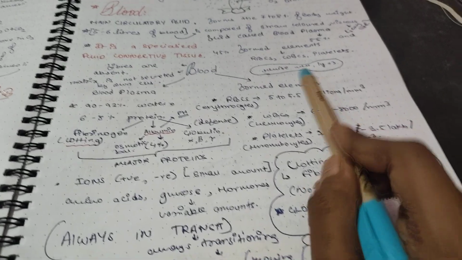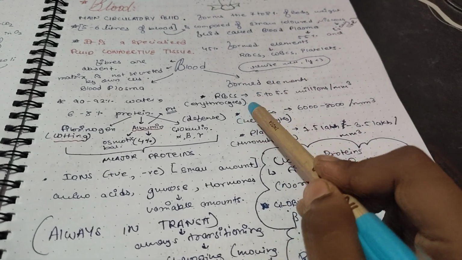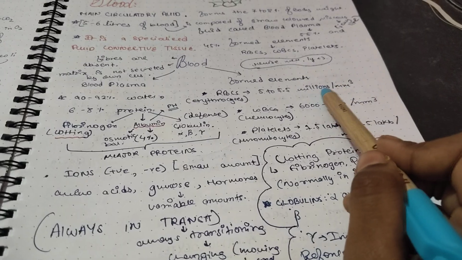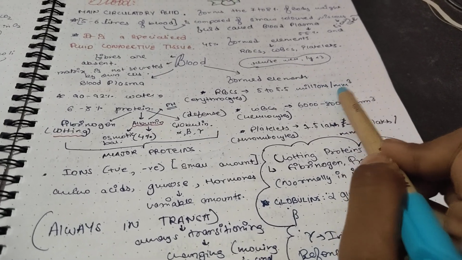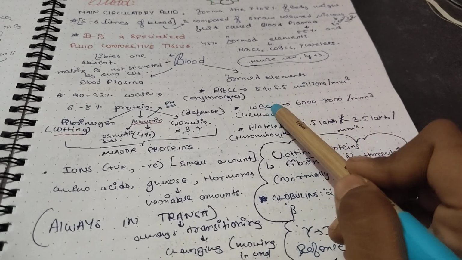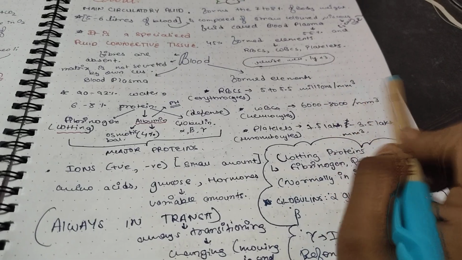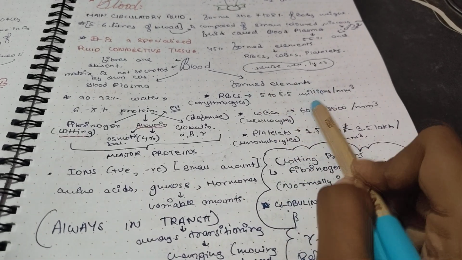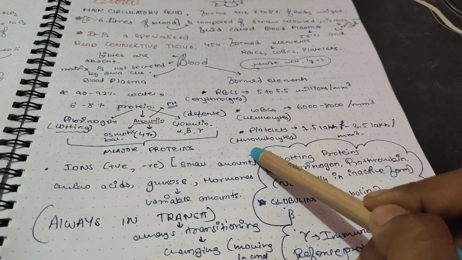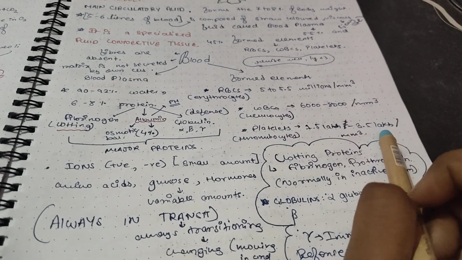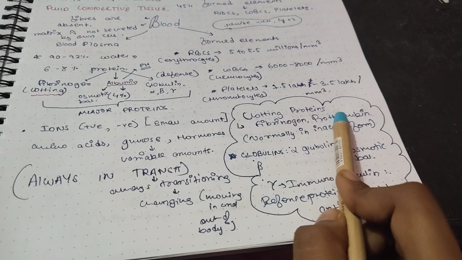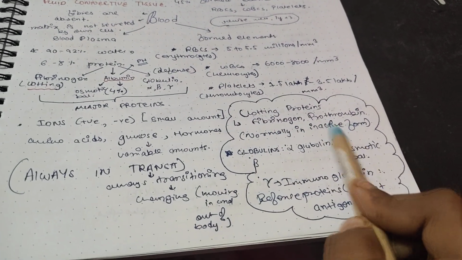And the formed elements: RBCs, red blood cells, 5 to 5.5 million per millimeter cube. WBCs are 6,000 to 8,000 per millimeter cube. WBCs are also called leukocytes. RBCs are also called erythrocytes. Platelets or thrombocytes are 1.5 lakh to 3.5 lakh per millimeter cube. Clotting proteins are fibrinogen and thrombin. They are normally in inactive form.